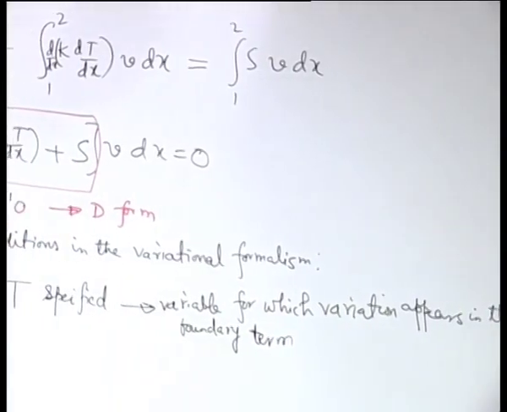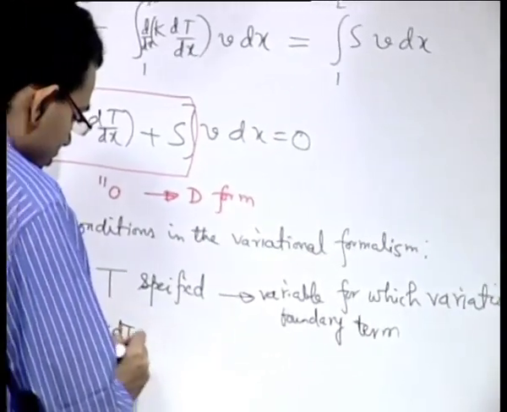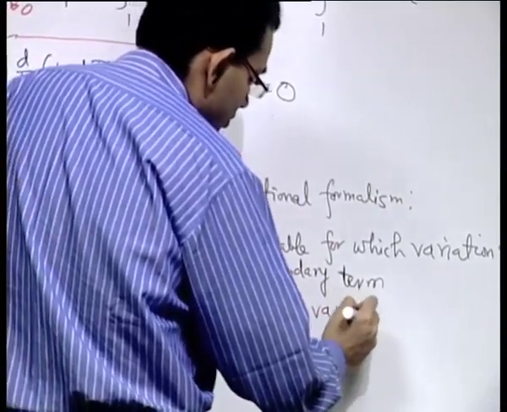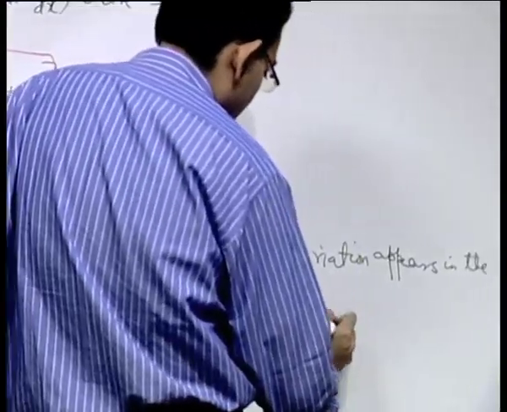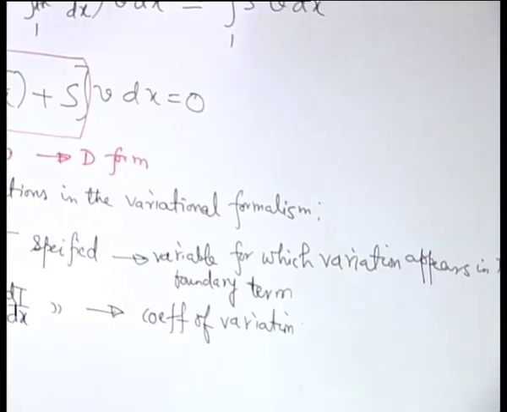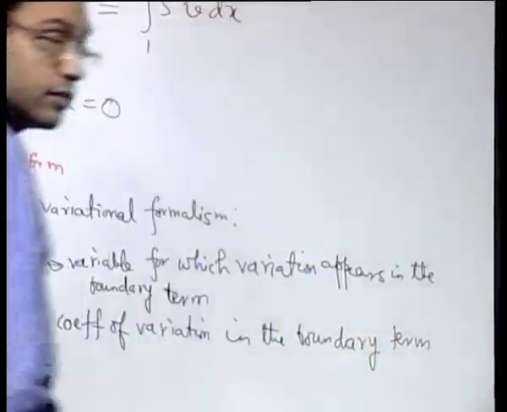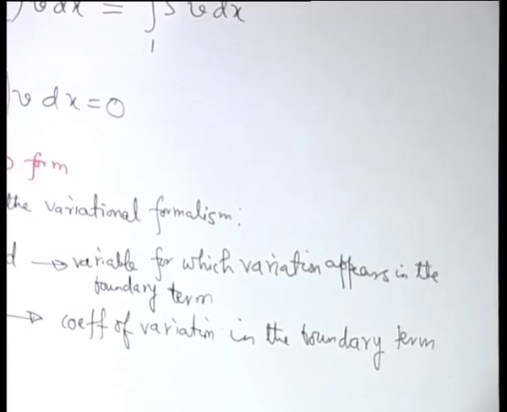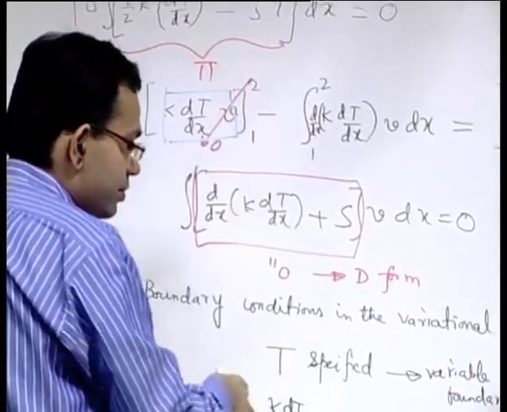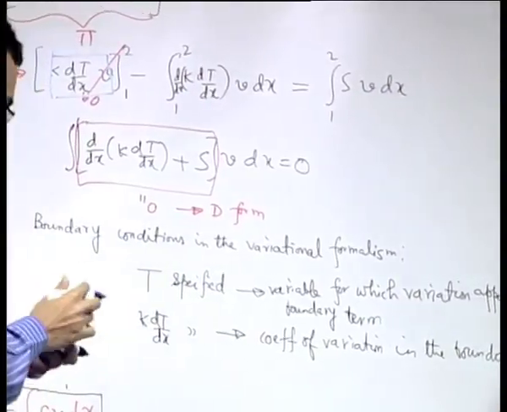Because V is variation of t, and k dt dx specified means it is the coefficient of variation term, the coefficient of variation in the boundary term. If you look at the boundary term carefully, V is the variation, so its coefficient is k dt dx. So, specifying k dt dx is actually specifying the coefficient of variation in the boundary term. So, these are the two types of variables.